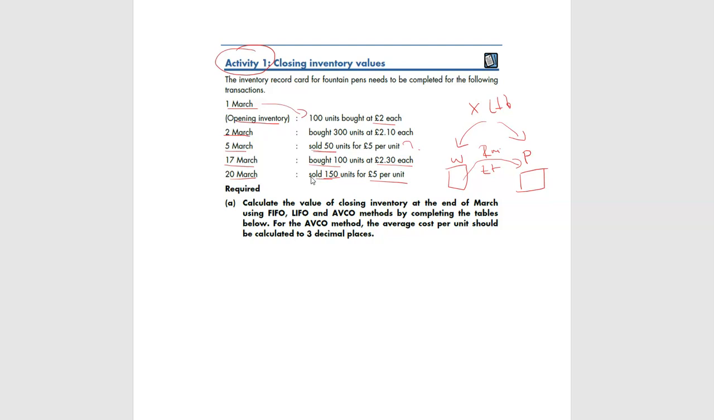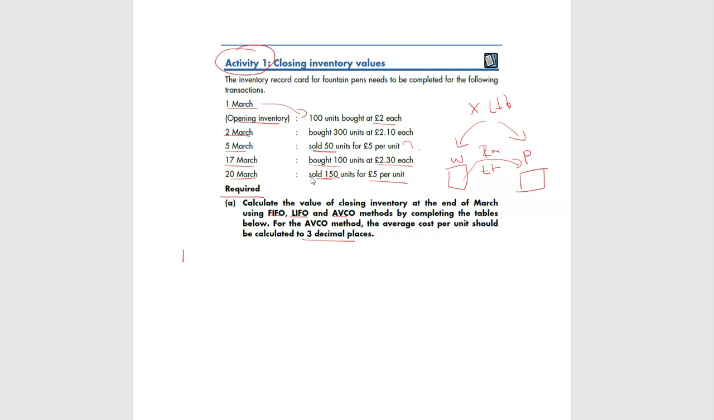So let's have a look at what the requirement is here. The requirement says calculate the value of closing inventory at the end of March using FIFO, LIFO and AVCO method by completing the table below. For the AVCO method, the average cost per unit should be calculated to 3 decimal places. So let's try to do some workings here, because it's not that difficult.